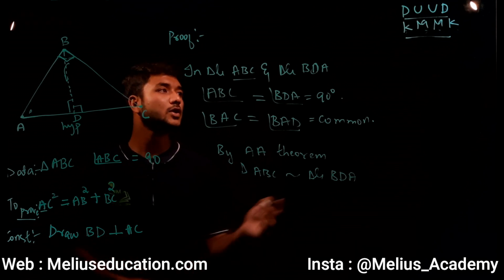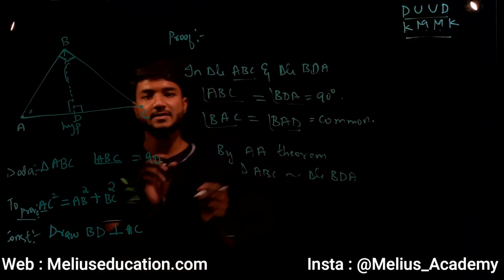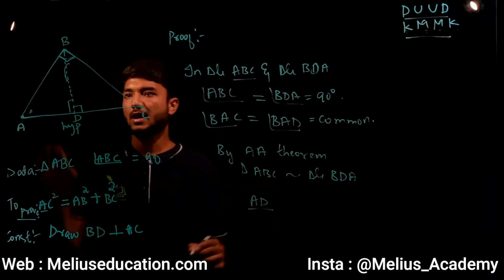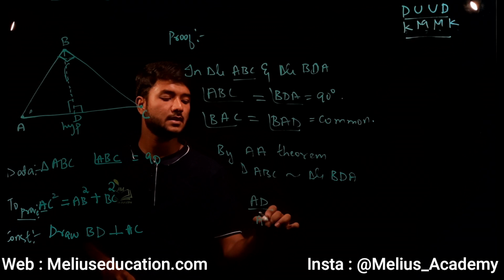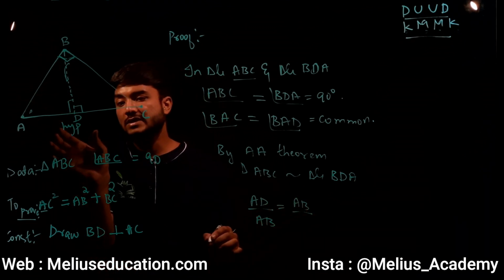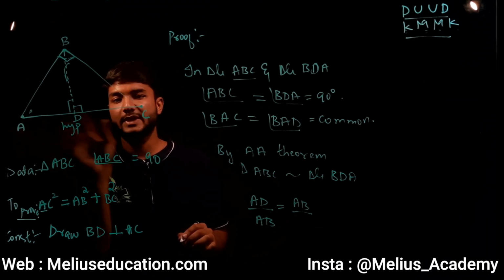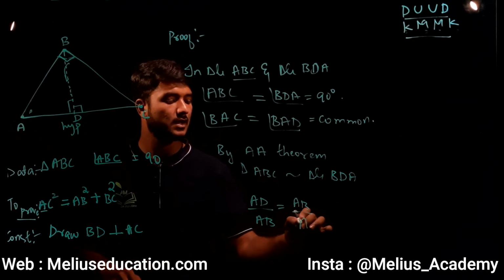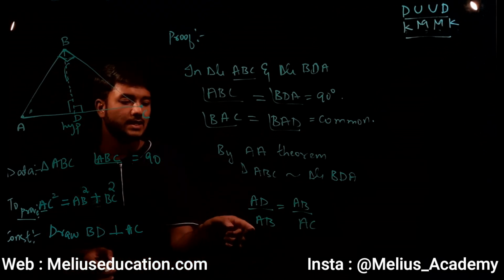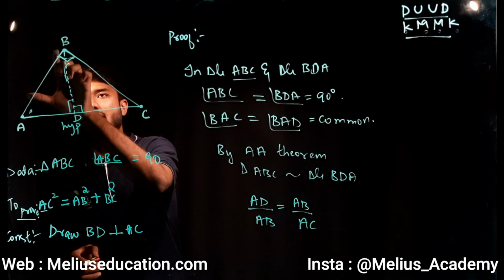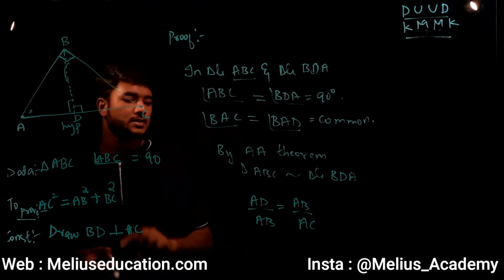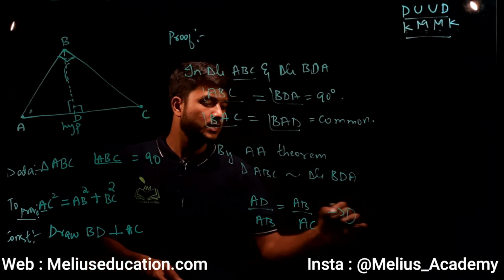After proving them similar, use this trick: down, up, down. It's very simple now. Just look out. AD, that is down. Up, what is up? AB. And again, what is up? AB. And again, what is down? Make sure you take the down part of the bigger triangle, that is AC. Down AD, up AB. AD by AB is equal to, again up AB and down AC. Down, up, down.